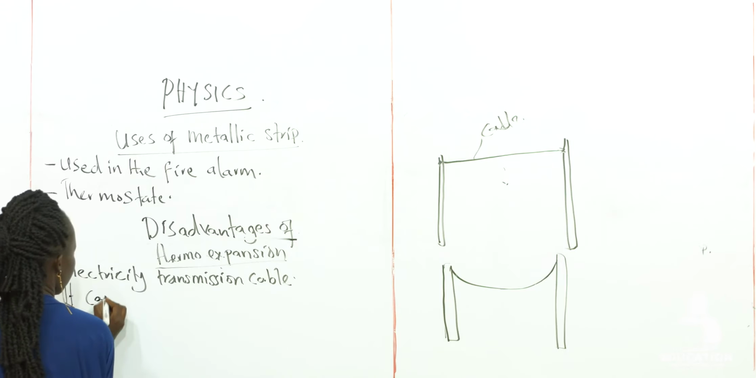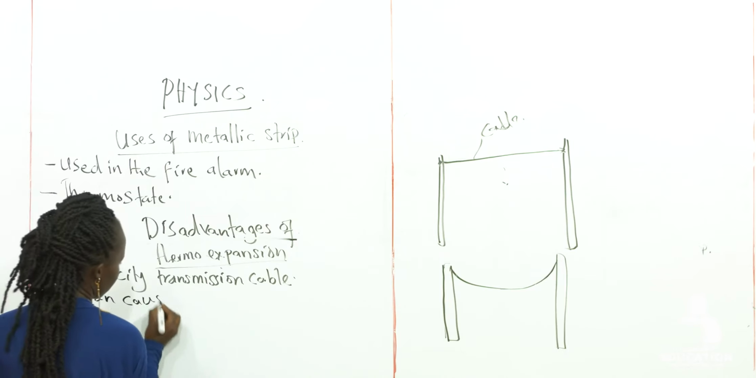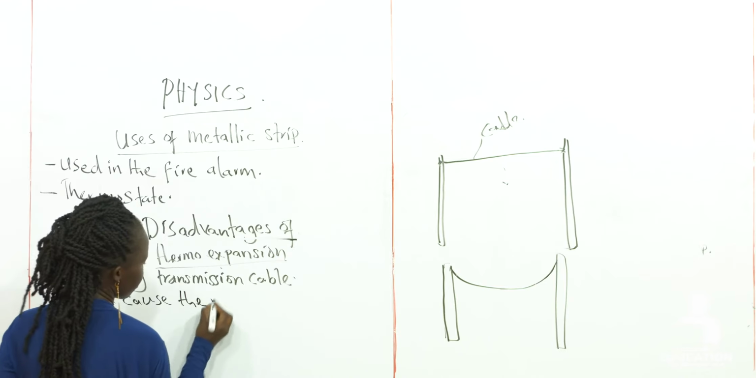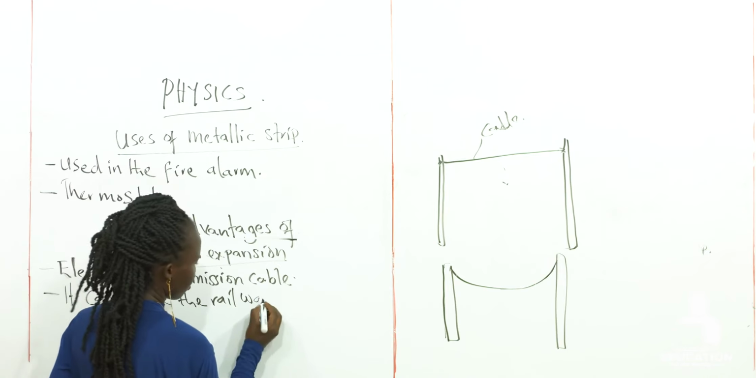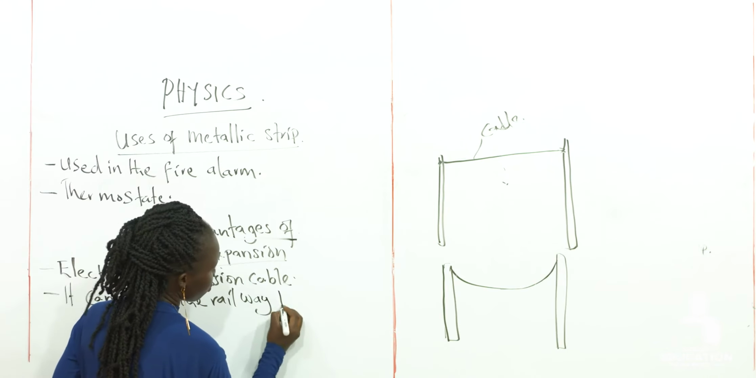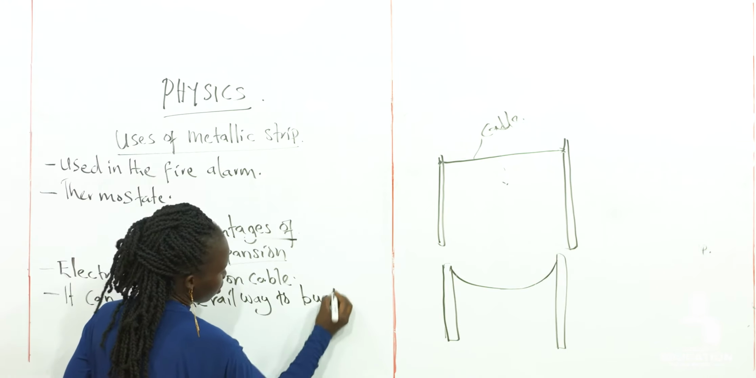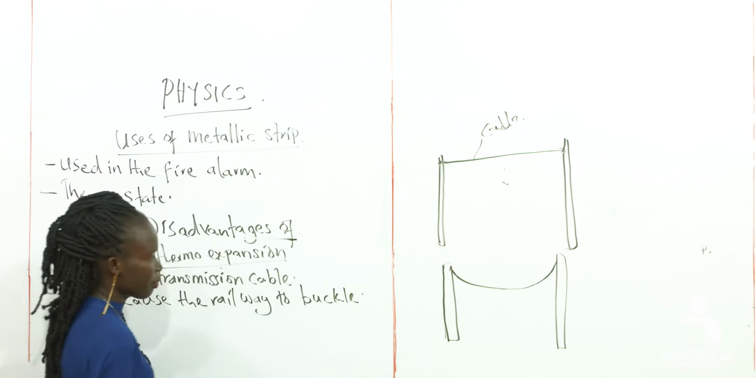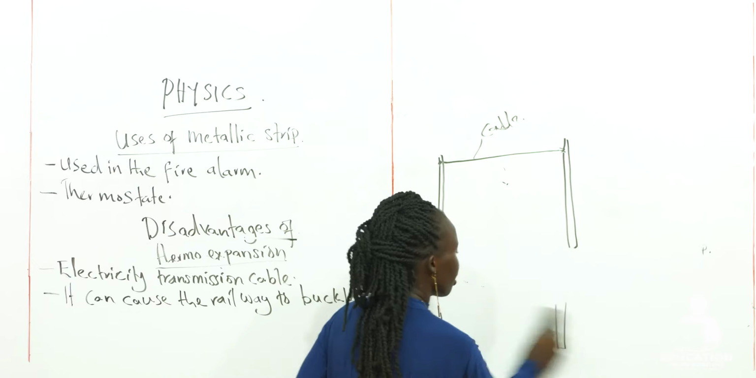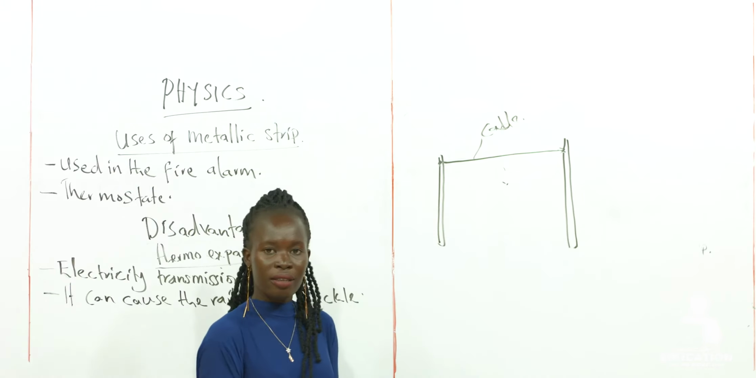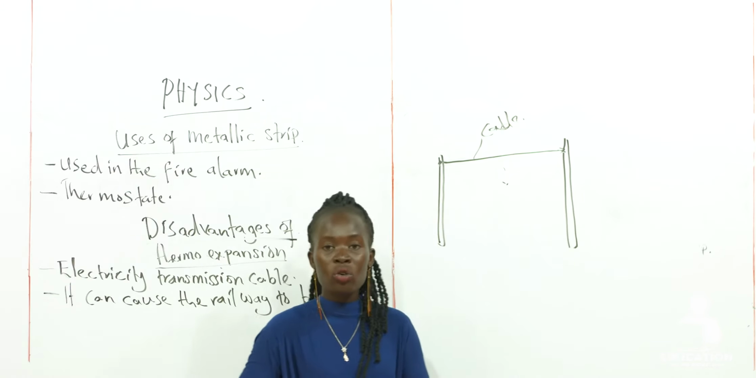It can cause the railway to buckle. How? You see the railway, if you look at the rails, they have not used woods.